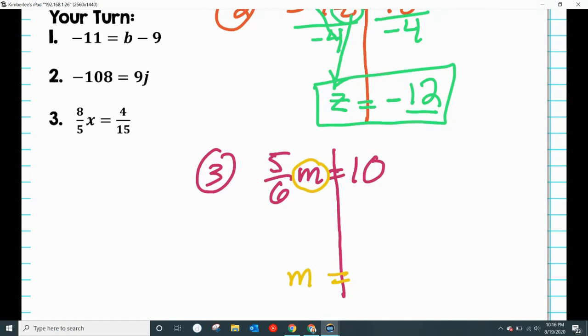So I need to look and see what's happening to m. Well, m is being multiplied by 5/6. So what's the opposite of multiplication? I hope you're saying it's division. So let's divide by 5/6.